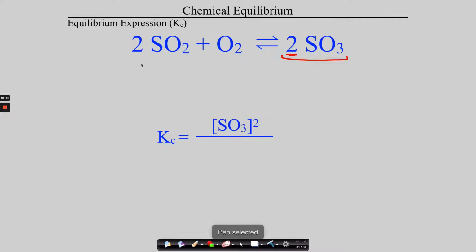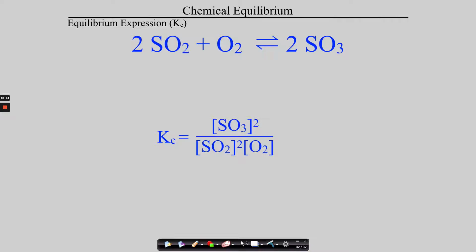Then for the bottom, I'm going to take my reactants. I know that my coefficients become exponents. I know that my plus sign becomes a multiplication, so it should look like this. So far, so good? So we can see that it just follows those 3 rules. Whatever's on the right goes on top. Products go on top. Reactants go on bottom. And then coefficients become exponents, and then plus signs become multiplication. And then we have our equilibrium expression.